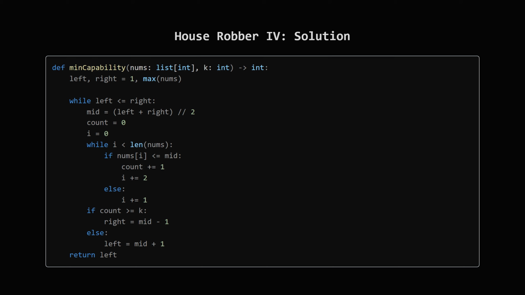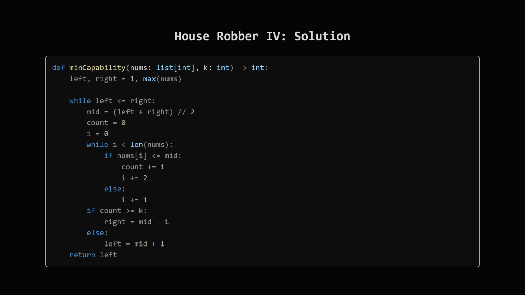Then we iterate through the nums array and count how many houses can be robbed if the current capability is mid. If the current house's value, nums at position i, is less than or equal to mid, we increment the count and move the index i forward by 2, since we cannot rob adjacent houses. Otherwise, we increment i by 1.